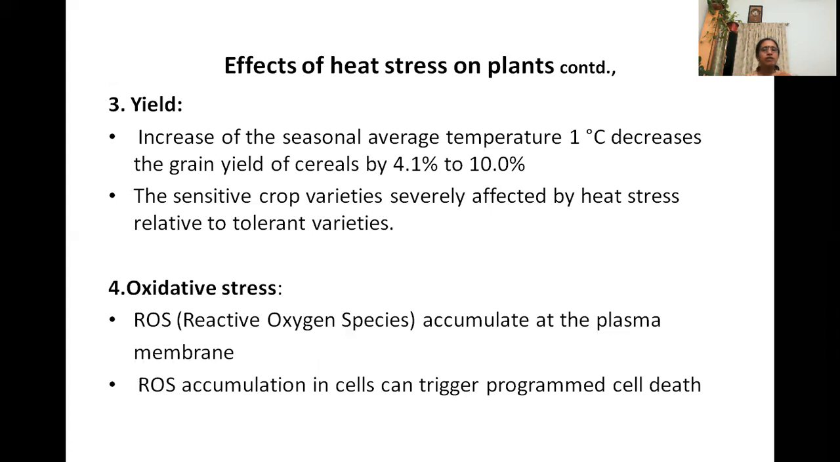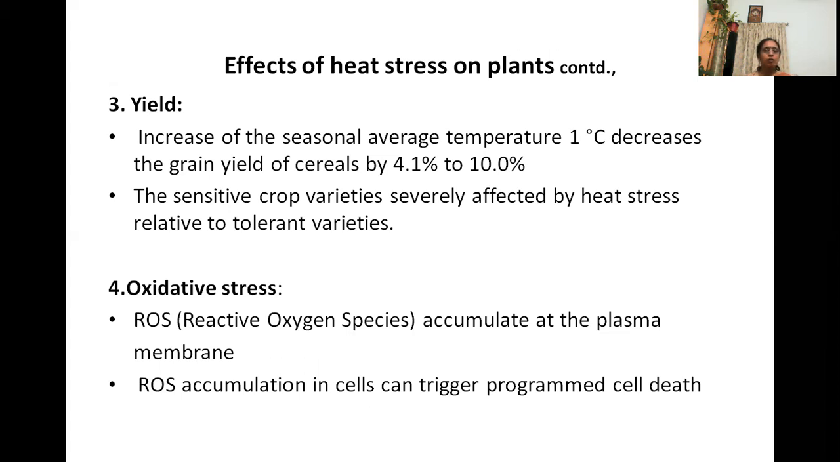And then effects of heat stress on plant yield. Increase of the seasonal average temperature just by 1 degree centigrade decreases the grain yield of cereals by 4 to 10%. It is quite a significant reduction because ours is an agricultural country, and if there is any reduction up to this, then we have to face serious economic problems.